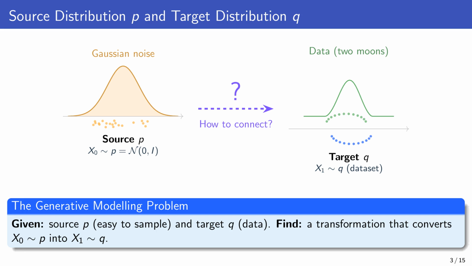In a real application, it might be the distribution of natural images, or protein structures, or audio waveforms. We do not know the density of Q explicitly, we only have samples from it in the form of a training dataset. The generative modeling problem is, given a way to sample noise from P, find a transformation that converts those noise samples into data samples from Q. The big question mark in the middle of this slide is what this lecture is about. How do we connect P and Q? In Lecture 2, we saw that flows and ODEs provide one answer, but we need a smarter way to set up the problem. That smarter way is the probability path.